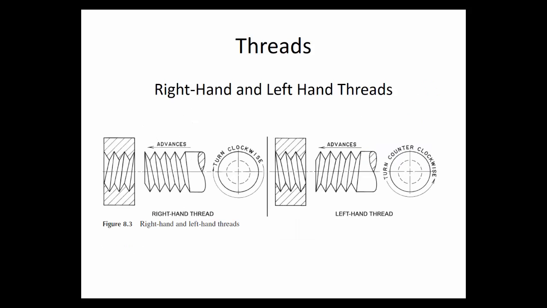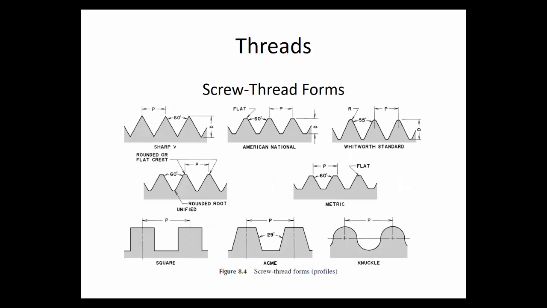Most common threads are right-handed, meaning as you rotate the fastener clockwise, the threads tighten together. Some special applications require left-handed threads. Think about some reasons to use left-handed threads. There are many different thread forms or shapes, each having their own advantages and disadvantages.